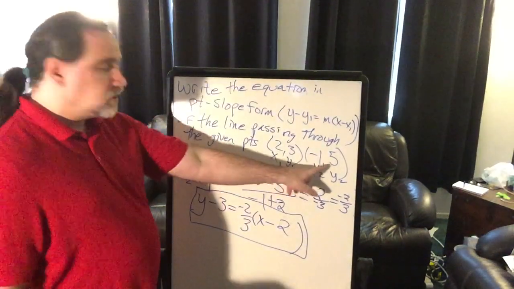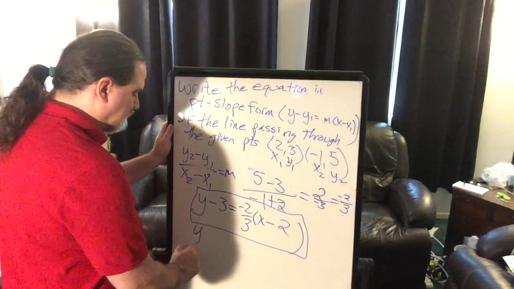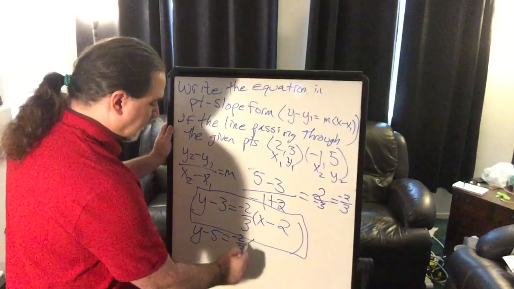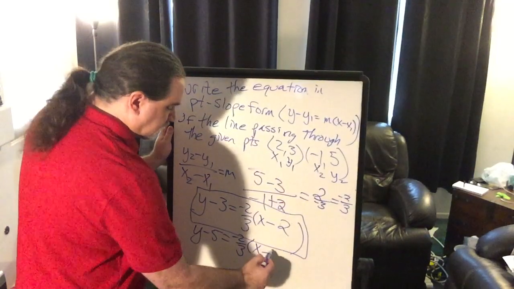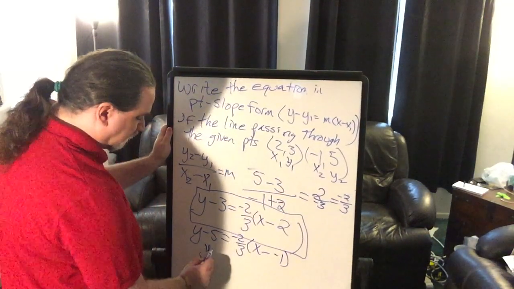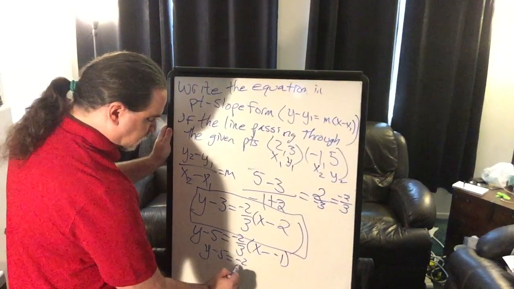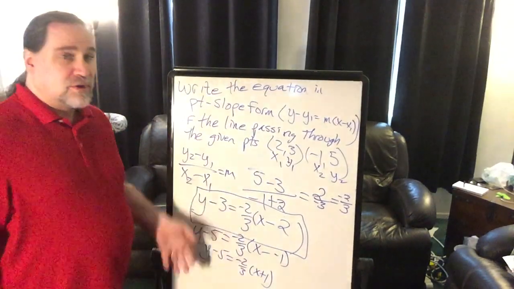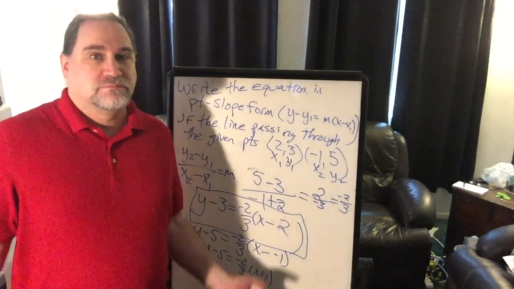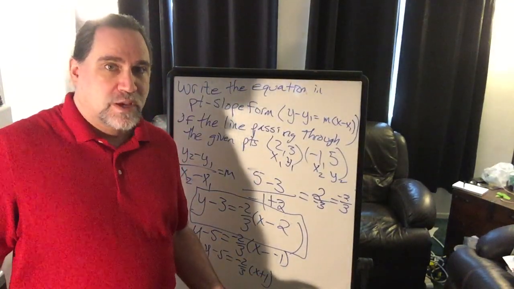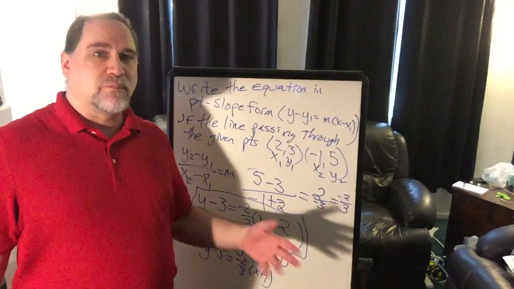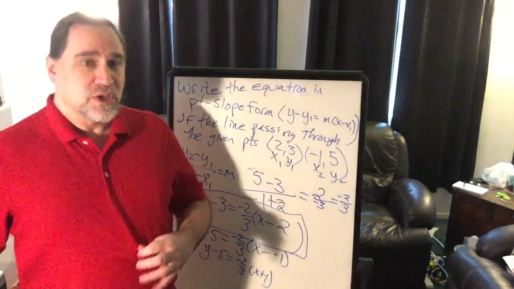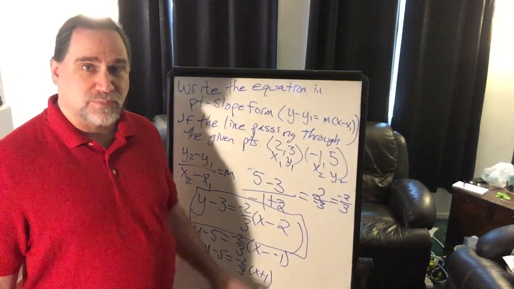I could use the other point. y minus 5 equals still negative 2/3, same slope, times x minus negative 1. And that one I will clean up. y minus 5 equals negative 2/3 times x plus 1. Now I know many of you are probably saying, well, which equation's right? The answer is they're both right. Okay? One is not better than the other, one is not more correct than the other. However, if you're taking a multiple choice test, you might think I would like this to be the right answer, but they wrote it this way.